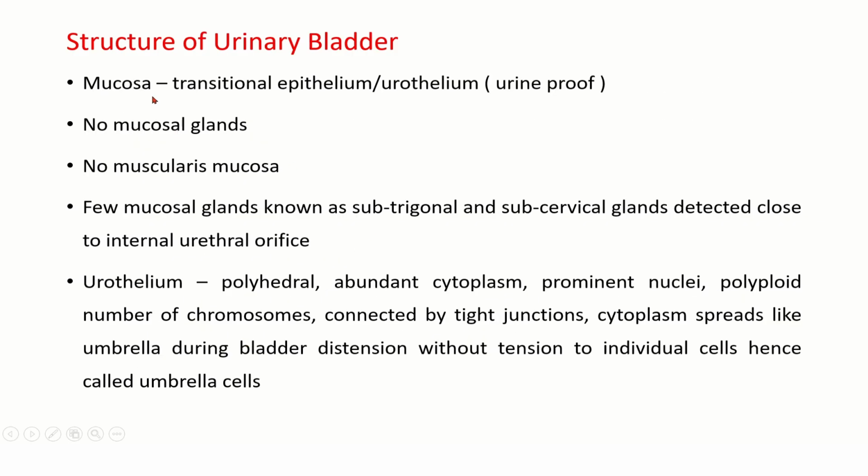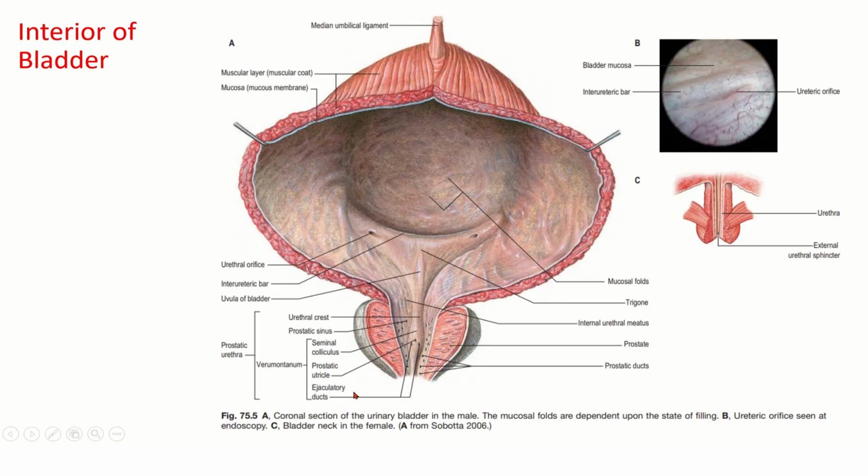The mucosa has transitional epithelium or urothelium, which is urine proof. There are no mucosal glands or muscularis mucosa. Few mucosal glands, known as subtrigonal or subcervical glands, are detected close to the internal urethral orifice. The urothelium has polyhedral cells. They have abundant cytoplasm, prominent nuclei, and a few cells also show a polyploid number of chromosomes within the nuclei, and these cells are connected by tight junctions. The cytoplasm spreads like an umbrella during bladder distension without giving tension to the individual cells, hence called umbrella cells.